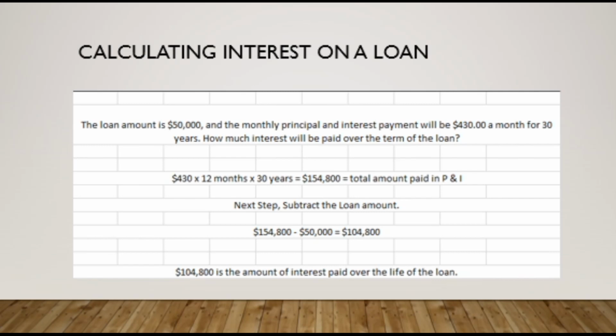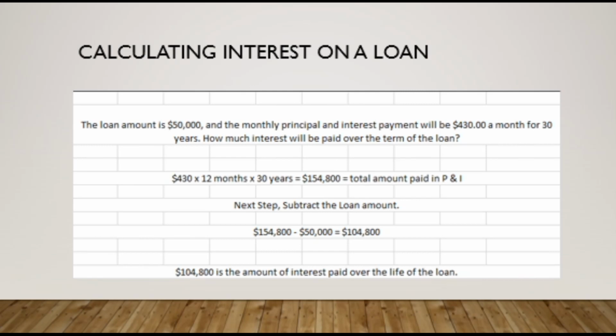So $430, that is our monthly principal and interest payment. Then you multiply that by 12 months by 30 years. Or I could have just summarized it and said 430 times 360, but it's going to give you the same result of $154,800. So that's the total amount paid in principal and interest over the course of that 30-year loan.